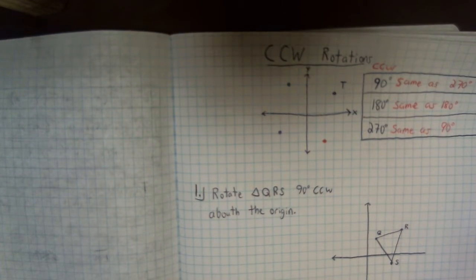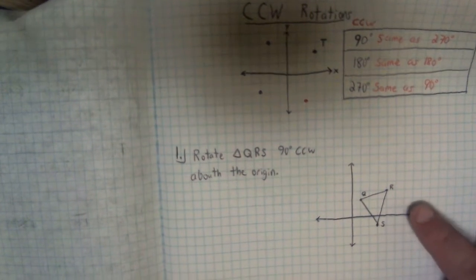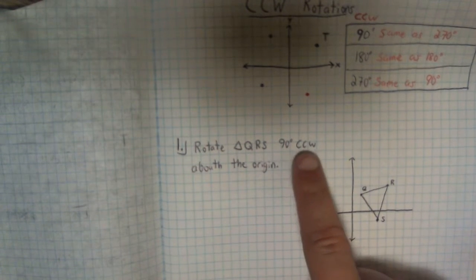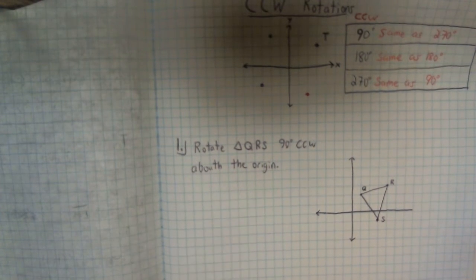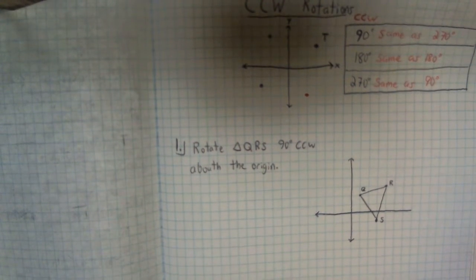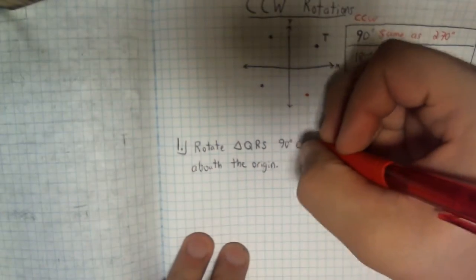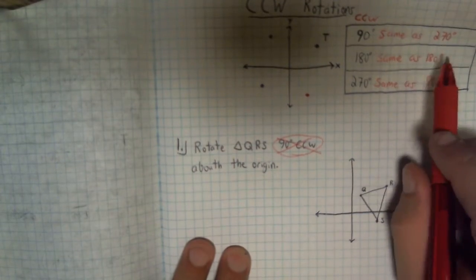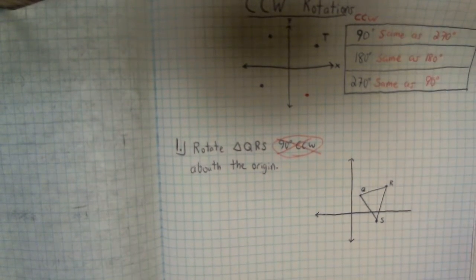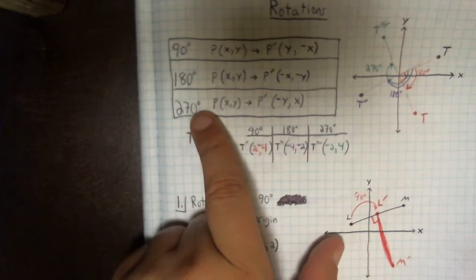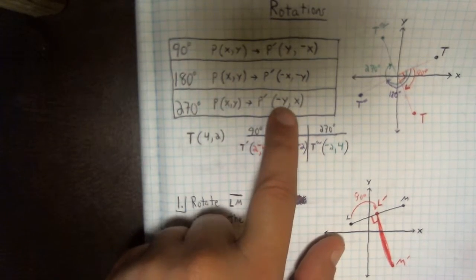So, let's look at an example that has counterclockwise. Here's our shape. Our instructions say rotate triangle QRS 90 degrees counterclockwise about the origin. What I'm going to do right now is make this easier for myself. I'm going to say, alright, 90 degrees counterclockwise, that's really the same as a 270 degrees clockwise rotation, which I have the formula for. 270 degrees clockwise is negative y, x.